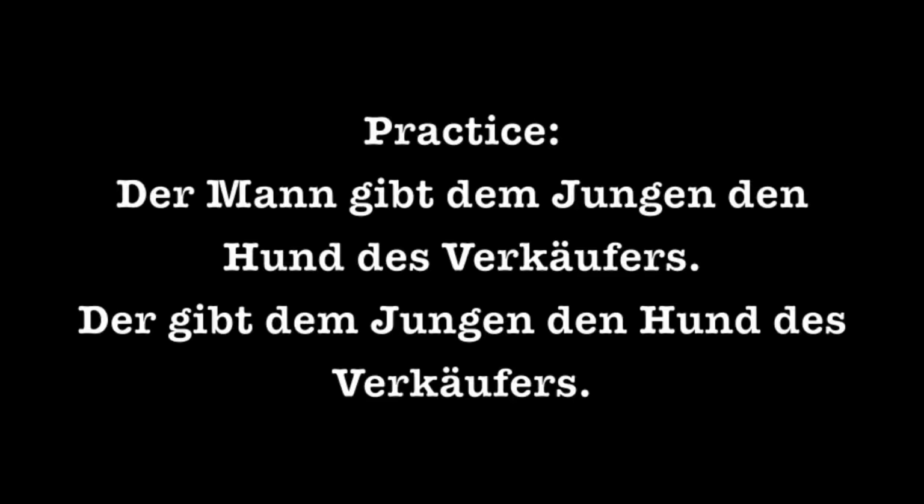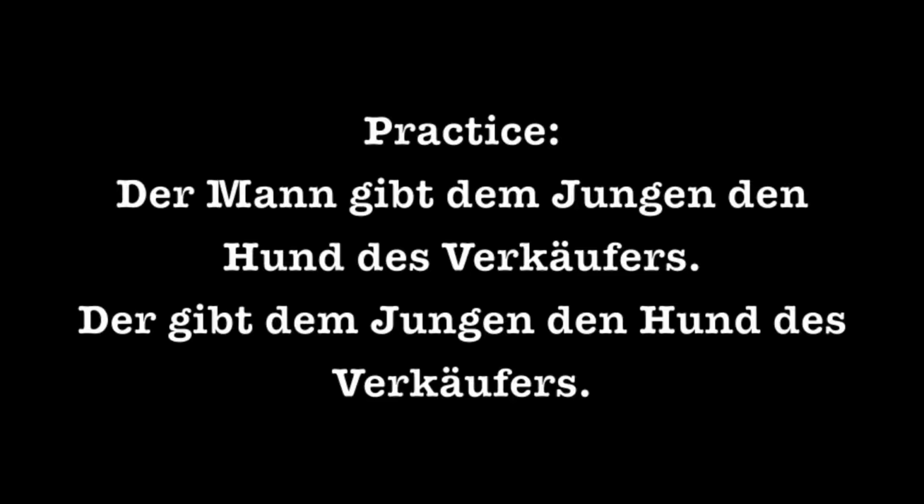Dem Jungen is the one receiving the dog and therefore is the indirect object and therefore in the dative case, dem Jungen. Don't forget that Junge is a little bit weird in that it takes an n for all of the cases except for the nominative case. If we were to take der Mann and replace him with a pronoun, normally we would use er. In this case, using the demonstrative pronoun, we use der. So the sentence becomes, Der gibt dem Jungen den Hund des Verkäufers.